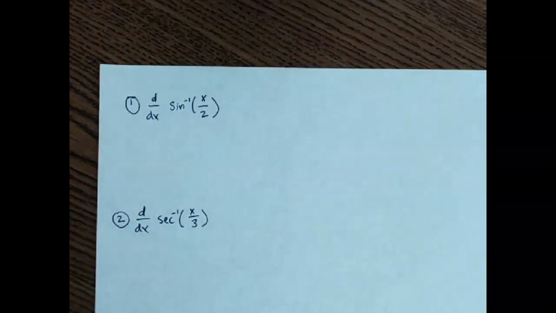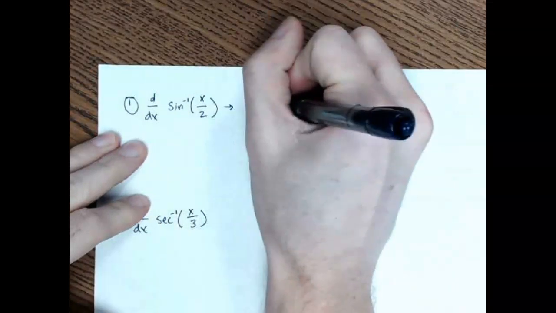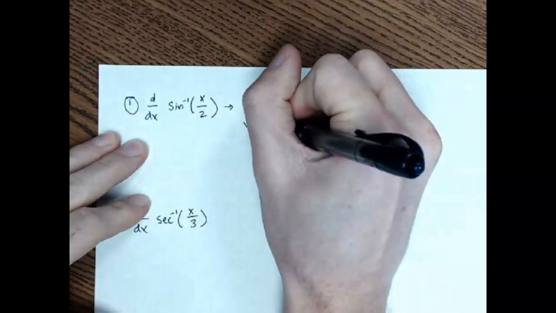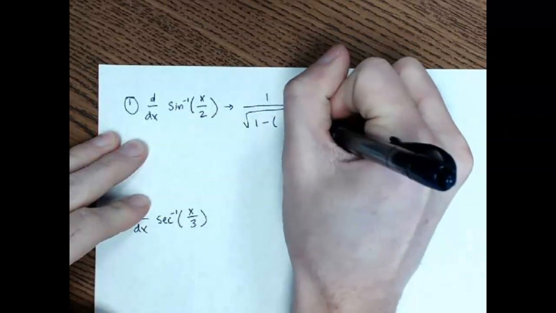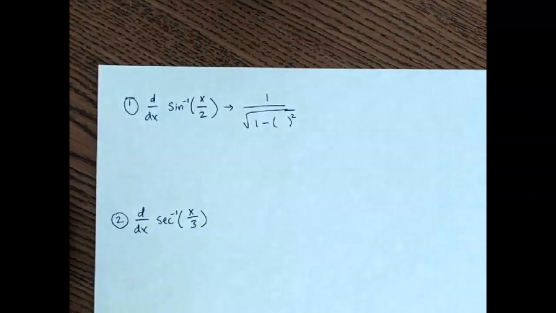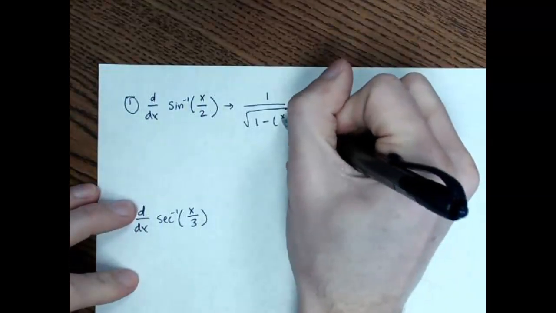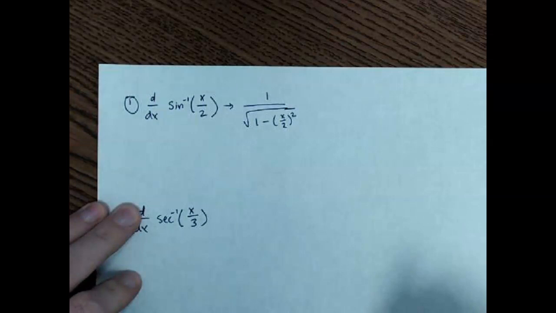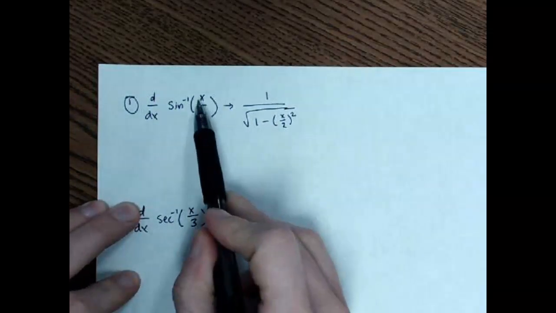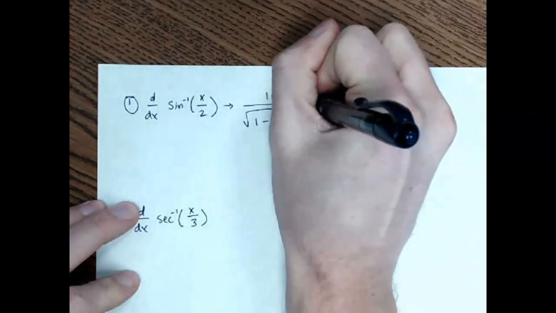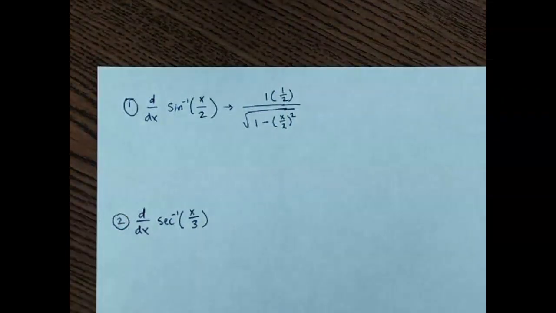Sine inverse. We're going to take this derivative. So it's going to be 1 over the square root of 1 minus something squared. There's your formula for your sine inverse. And then whatever's inside would copy inside. And then you would need to do chain rule. The chain rule derivative of x over 2 is going to be 1/2. So here we go. I'm going to put this 1/2 in the top because of chain rule. So there's your derivative.